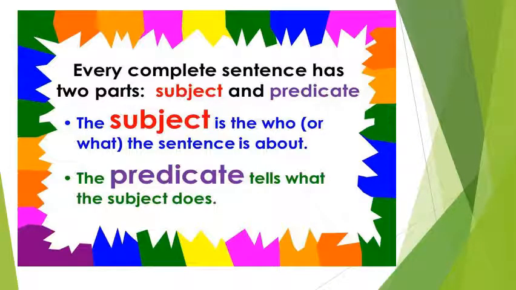So once more I want to make you understand. Every complete sentence has two parts, subject and predicate. The subject is the who or what the sentence is about. Means the sentence is talked about whom. That will be called the subject. And what is predicate? It tells what the subject does. Means the action of the subject referred to.